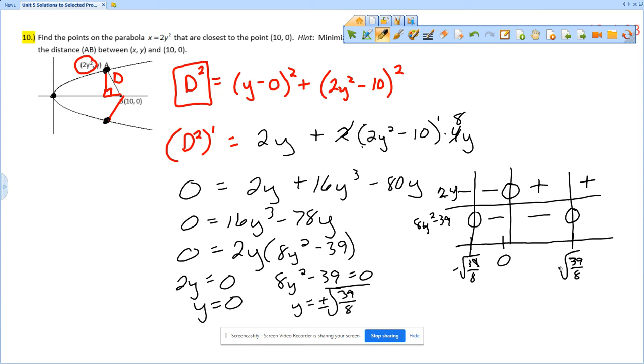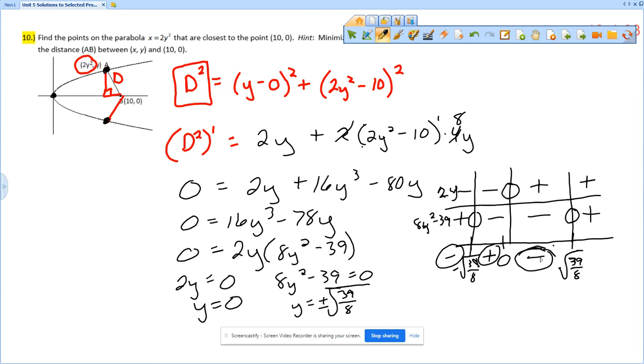What is a number to the right of the square root of 39 eighths? We have to figure out what 39 eighths is. 40 eighths would be 5, so square root of 5. Let's say I pick a number like 3 and put it in there. So I get 8 times 3 squared. 3 squared is 9, 8 times 9 is 72, minus 39 is obviously positive. We would get the same if we plugged it in here. So when we carry the signs down, we get a negative and a positive and a negative and a positive.